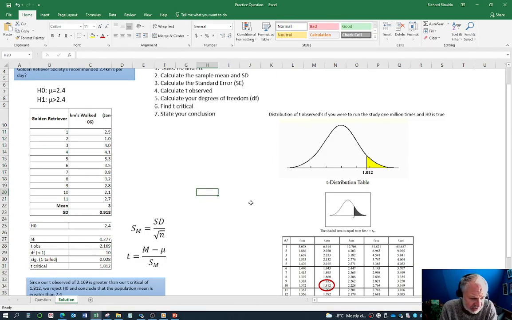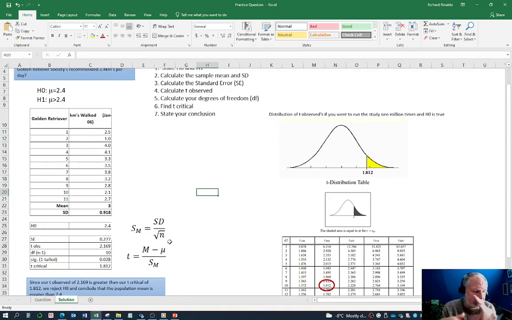So I calculate my t observed. I take my mean of 3 and subtract from it the mean for the null hypothesis, which is 2.4, divided by the standard error, which is the standard deviation for the distribution of sample means. And I know that what I'm saying is I have a distribution of sample means.